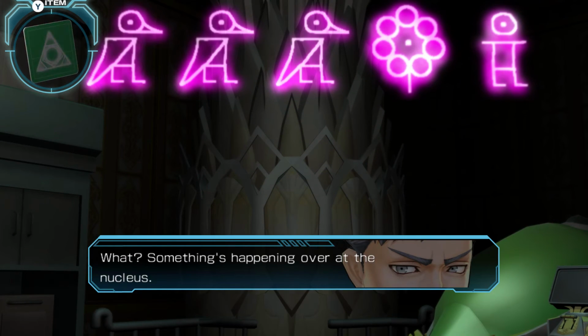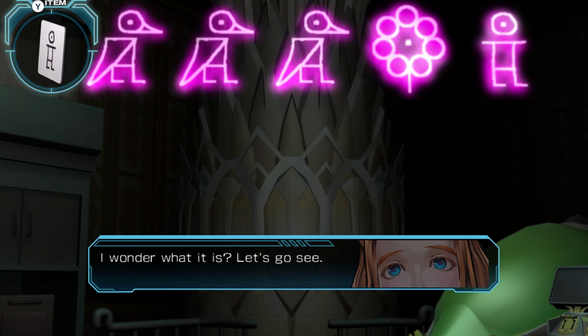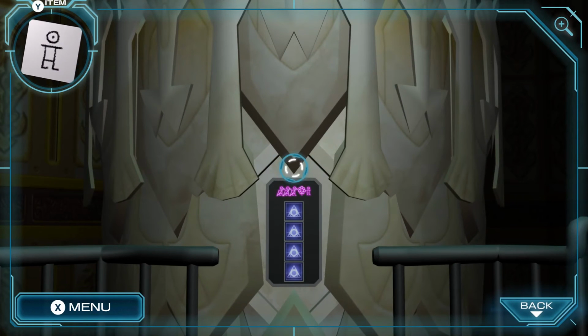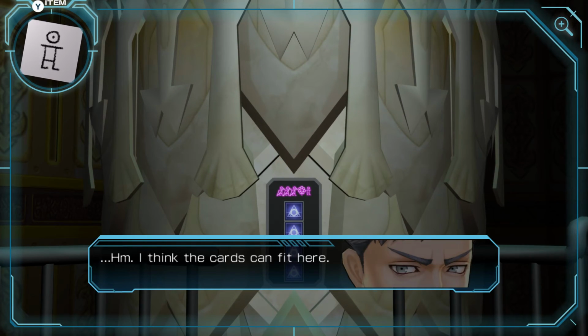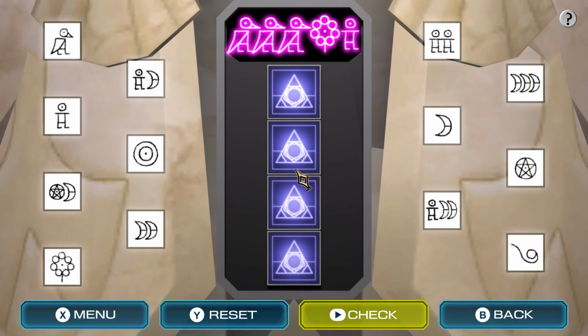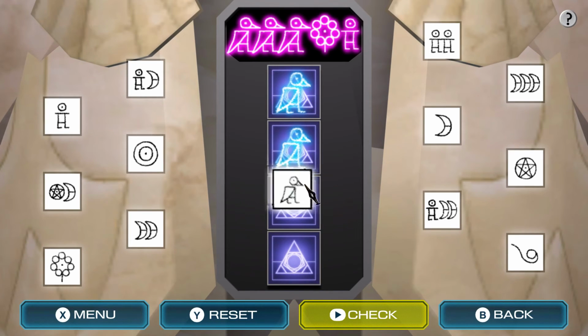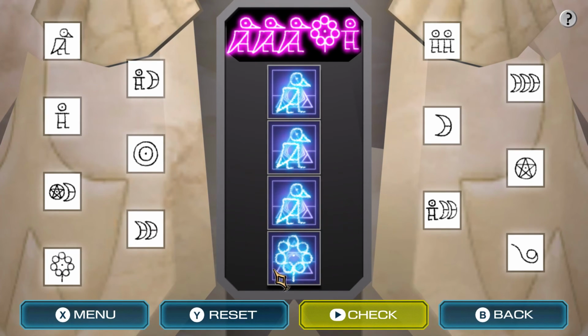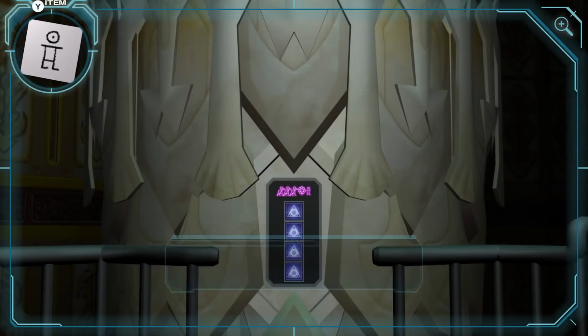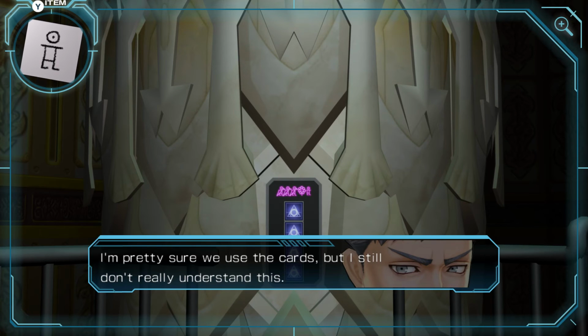Whoa. Something's happening over at the nucleus. I wonder what it is. Let's go see. Oh, something came out. I think the cards can fit in here. Bird? Bird? Bird? Flower. Oh no, we've screwed it up again. What should we input here? I'm pretty sure we use the cards, but I still don't really understand this.